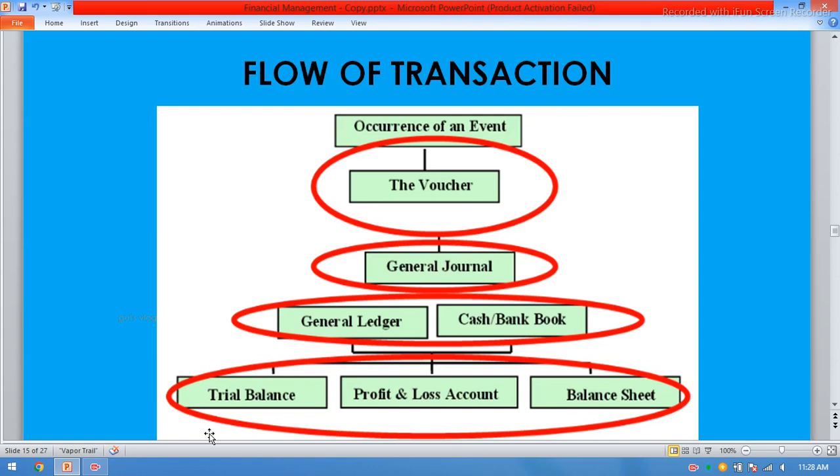Here we conclude the session. Next session will be account voucher. The detail of voucher will be explained in next session.